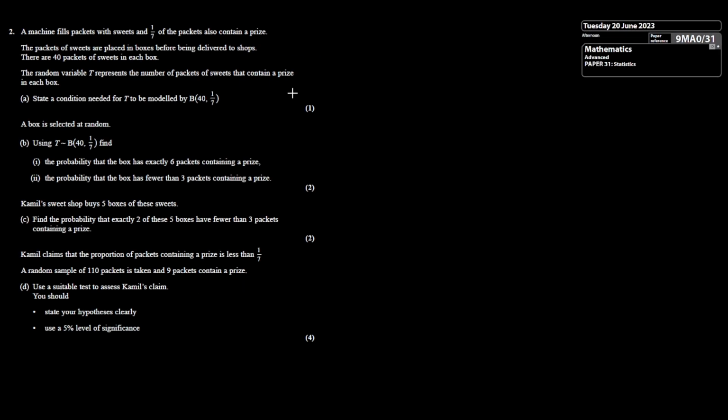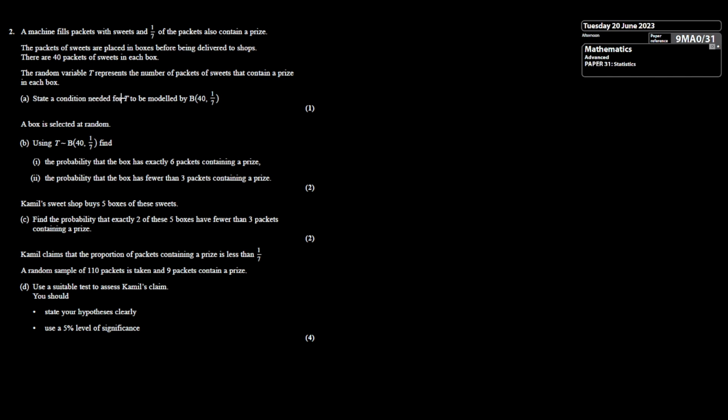Question 2, we've got a binomial distribution problem. We've got a machine that packs sweets, and a seventh of the sweets contains a prize. So these packets of sweets, both with a prize and without a prize, are packed into boxes of 40 each. We've got a random variable t, and that represents the number of packets that contain a prize.